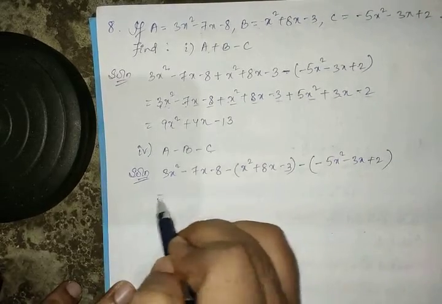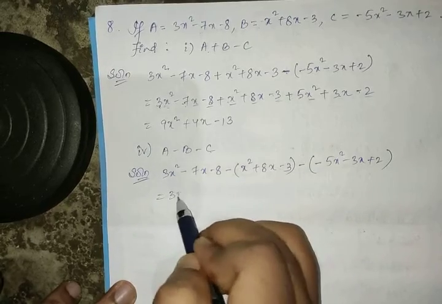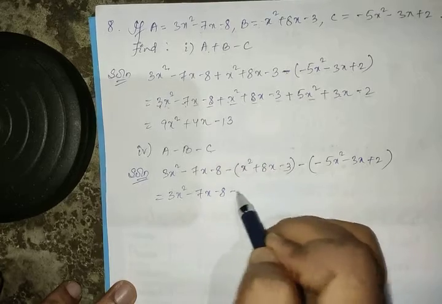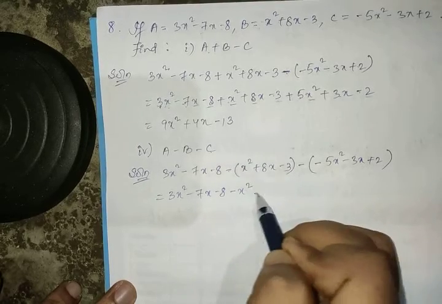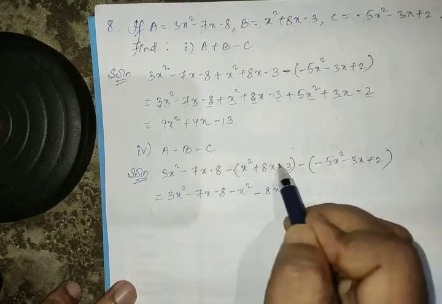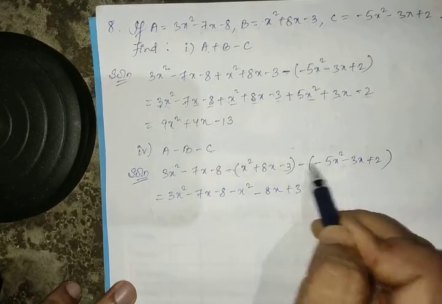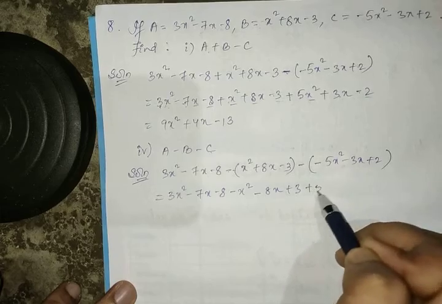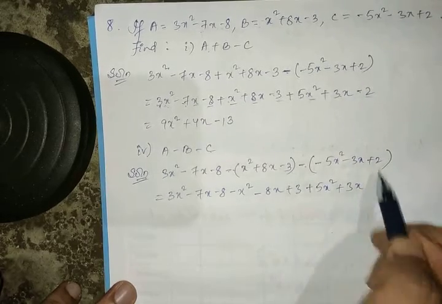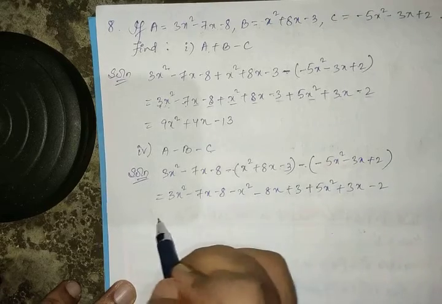So now let us remove the bracket part. This one we'll write as it is, 3x square minus 7x minus 8. This minus plus is minus x square, minus plus is minus 8x, and then minus minus is plus 3. Again here minus minus is plus 5x square, minus minus again plus 3x, and then minus plus is minus 2. So now let us solve.